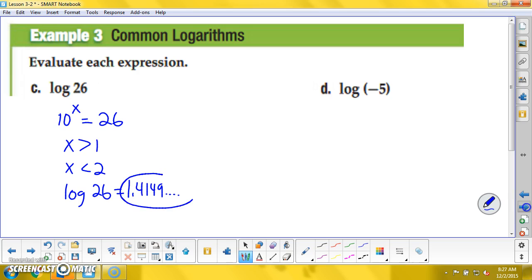So that would be the answer. All right, the next one. Try typing that in on your calculator. This is the same thing as 10 to the x equals -5. Now, if you type in the log of -5, you should get an error, right?